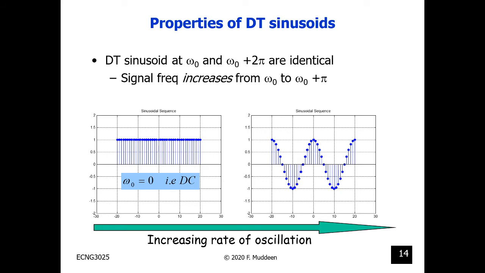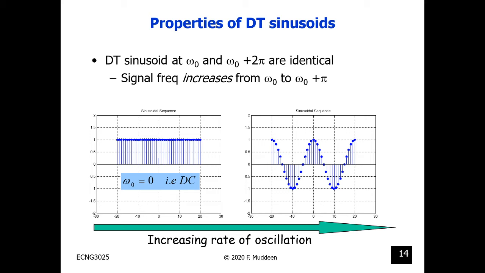So the discretized time sinusoid, as basically what we saw in the previous slide, at omega naught and omega naught plus 2 pi is basically going to be the identical same signal no matter what. But what we need to observe is what happens in between that omega naught and omega naught plus 2 pi. Actually, what happens to our signal frequency, or the rate of oscillation, with respect to discretized time. So if we start at omega naught equals 0, being that there's no centralized frequency, we basically have a DC signal. But if omega naught is equal to some known frequency, we basically can get this being represented as a sinusoid signal.